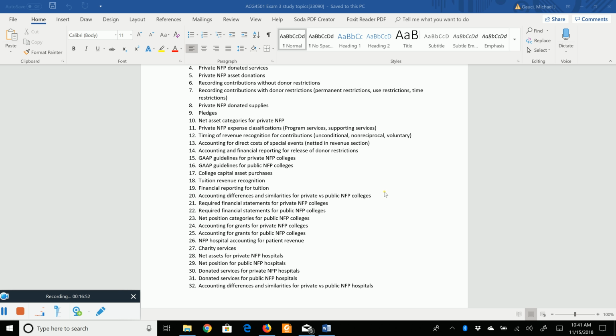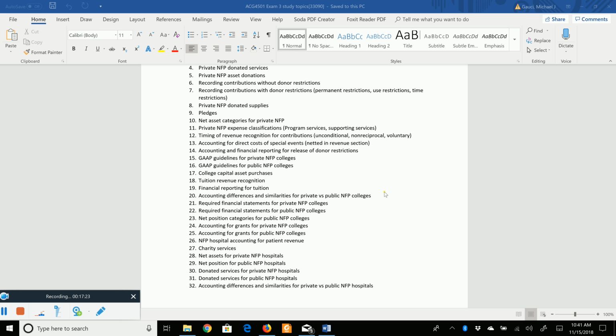As an example, grants. When we receive a grant, all right, private nonprofit, we're going to record it as a restricted donation right away. But a public nonprofit, we're not going to record that grant until we actually do the work we have to do in order to recognize the grant revenue. So there are some differences and there are some similarities. Once again, I refer you to the last homework problem. Make sure you know them for the test.